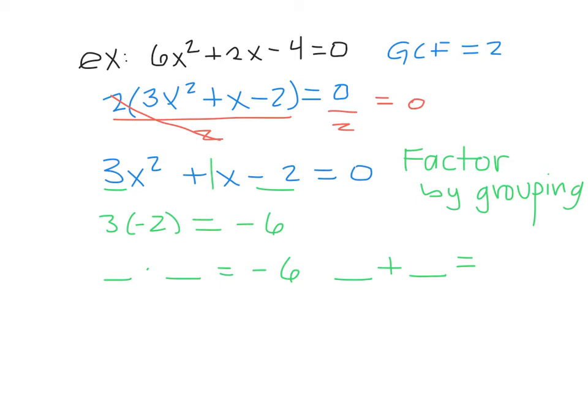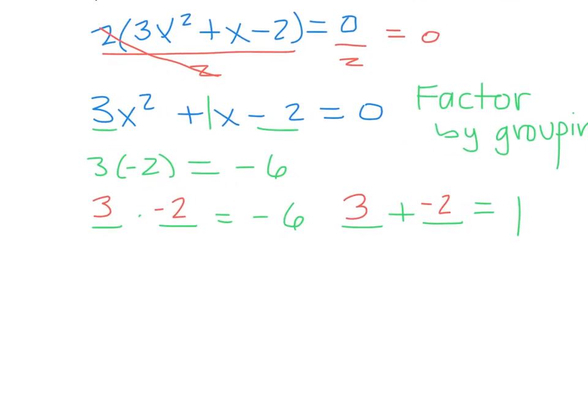The coefficient on the x term is a 1. To get negative 6 by multiplying, we're going to take 3 times negative 2. Well, if we add those together, we also get a 1. So now, what do we do with those two numbers that we came up with?